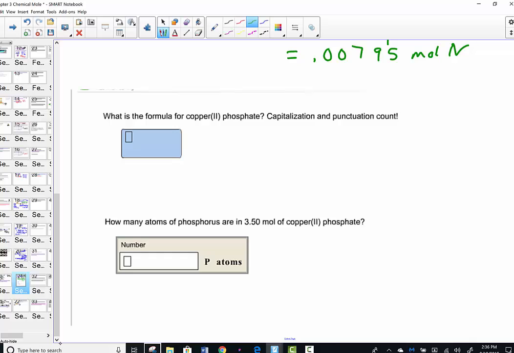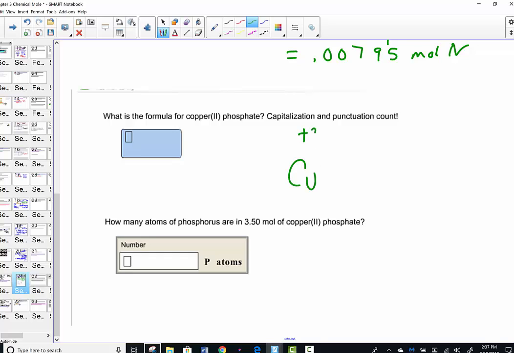I see copper Roman numeral 2 phosphate. That Roman numeral 2 is mandatory in its name because copper lives in the group B transitions, the shorties. Because it has a variable charge, I tell you the charge by using the Roman numeral. So that Roman numeral tells me the charge, not how many there are. That's a common mistake. Sometimes I'm confused that the Roman numeral 2 tells me to put a subscript 2 there. That's not what it means.